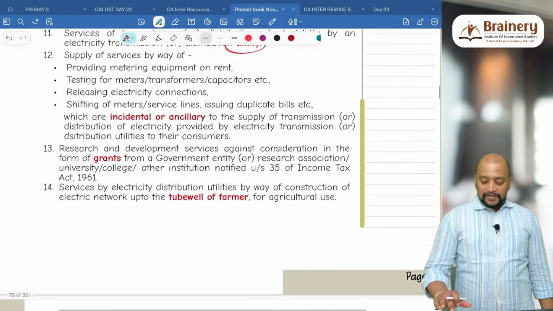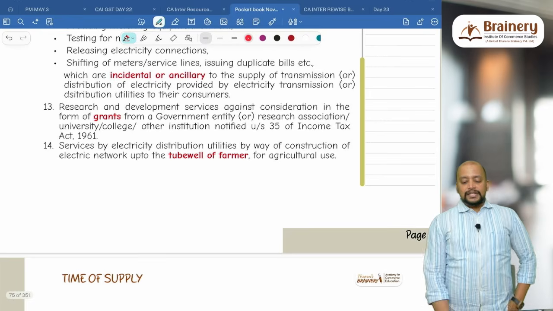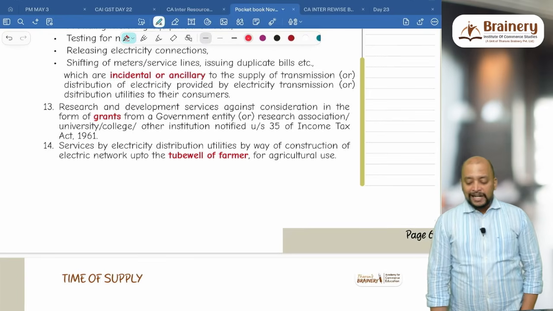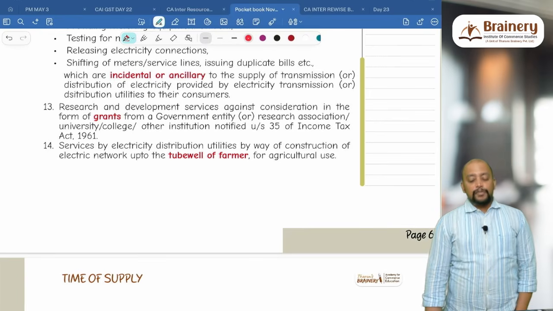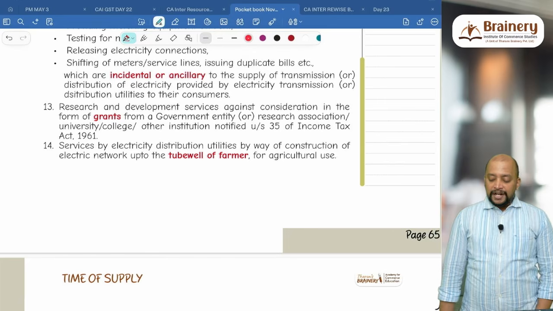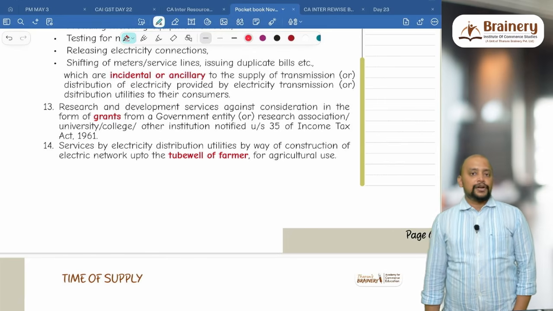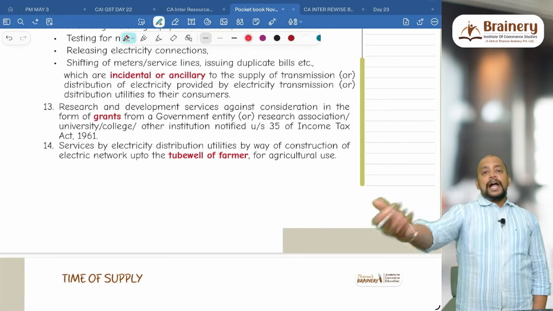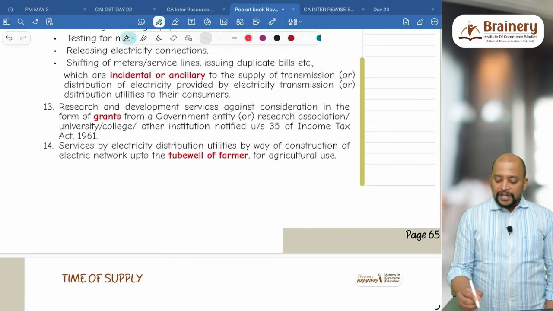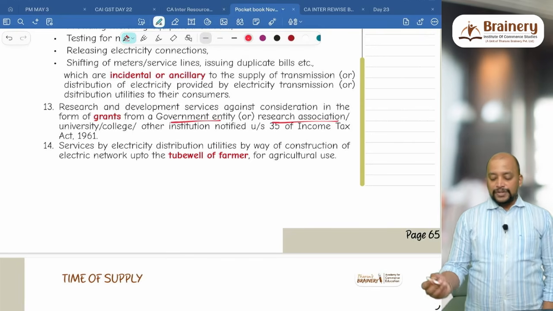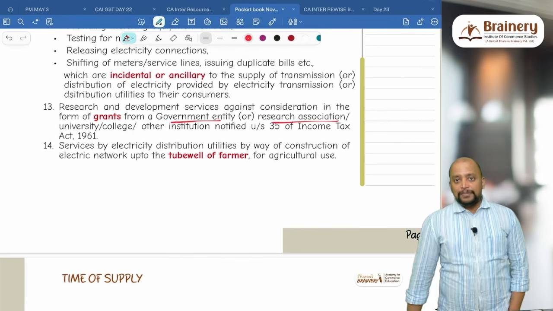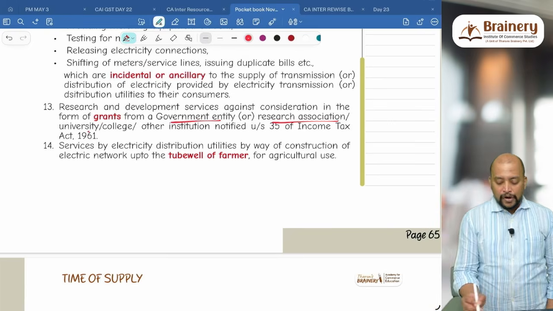Then research and development services. So there are some research and development services provided against consideration in the form of grants from a government entity or research association or university or college. I am doing some research, I am getting some consideration from the government entity or research association, that money received by me will be exempted, or even from any university or college.